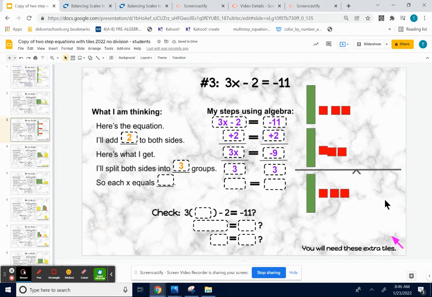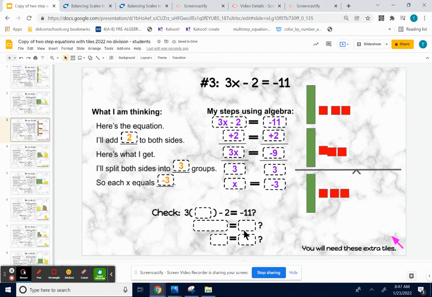Now here's what I get at the end. So each x equals what? What does each x equal? Well, each x equals 3, but they're red, so each x equals negative 3. So I can type in x equals negative 3. So there's my answer. I want to check it.